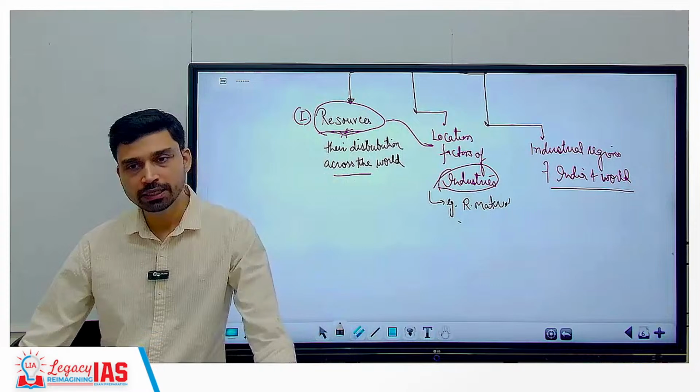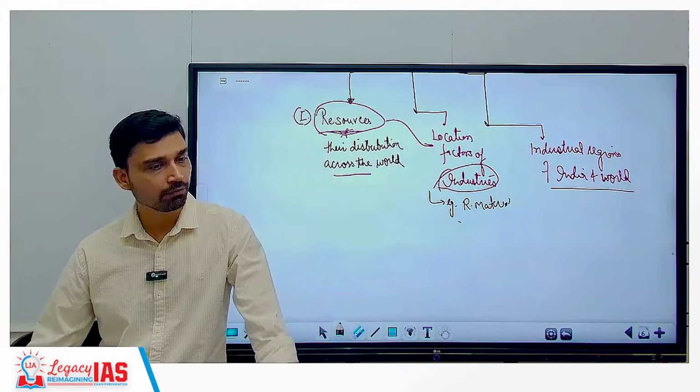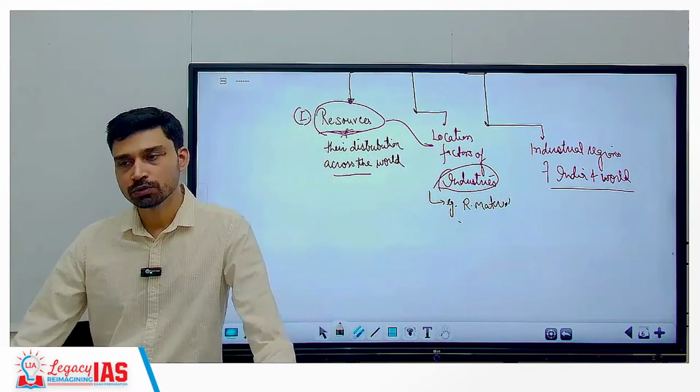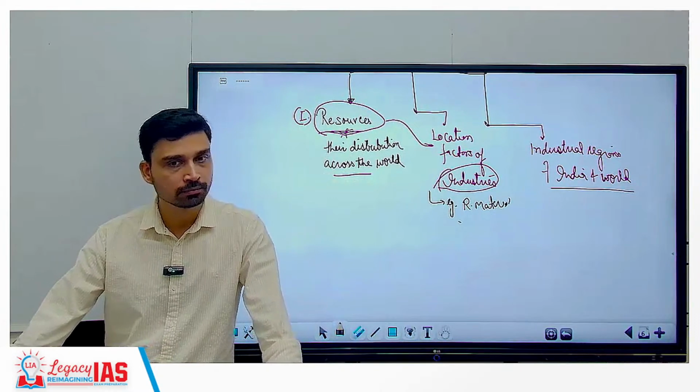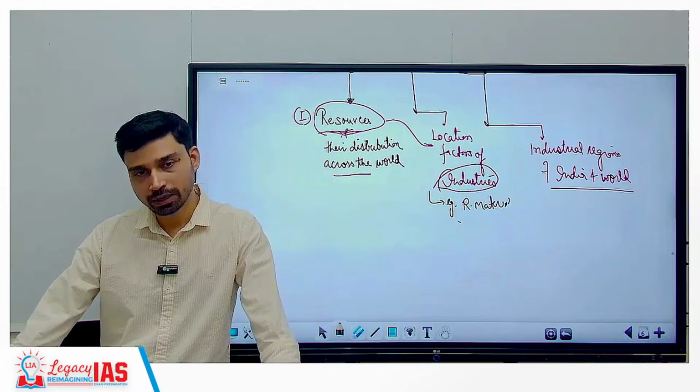Market, we can say. Okay, city means what? Simply, it is a market for the industries. So how accessible is the market? How near is the market? What else? Labor, we can say. Okay, labor factor is there.